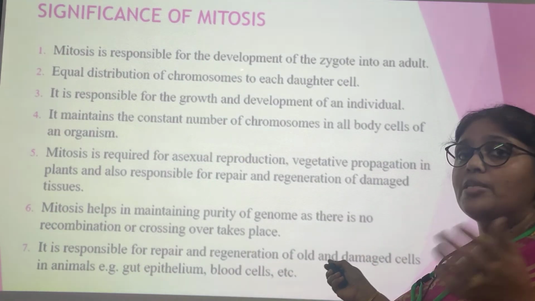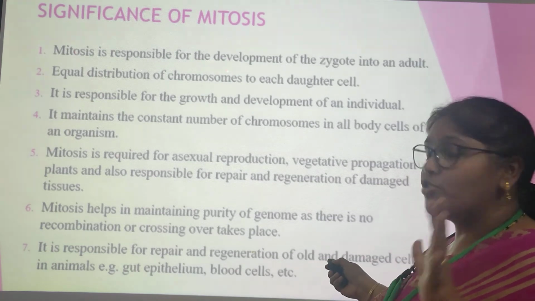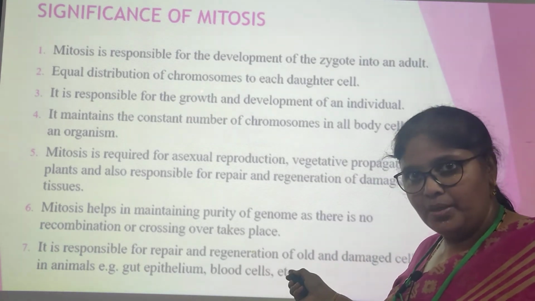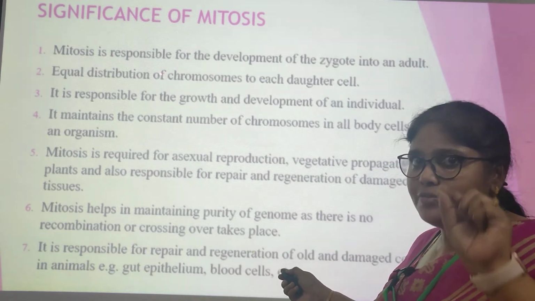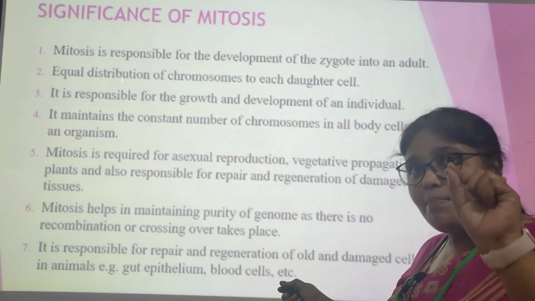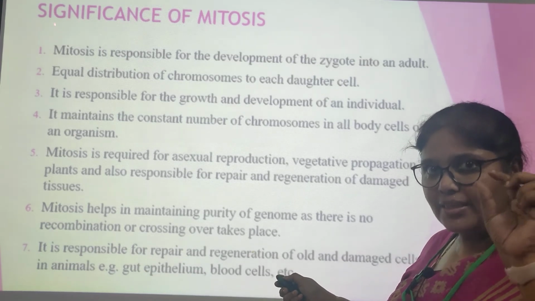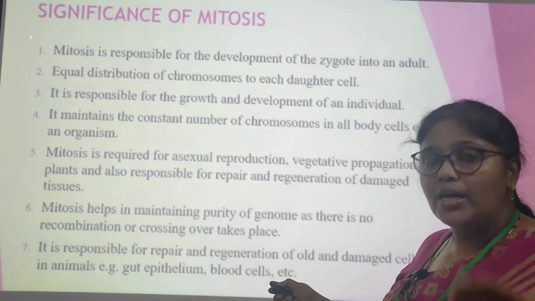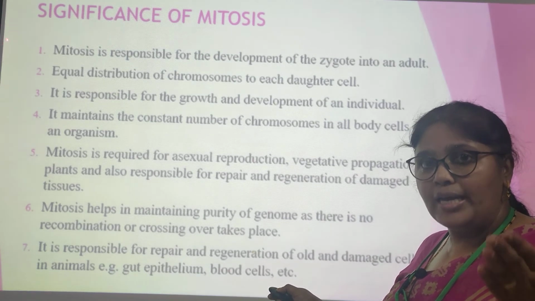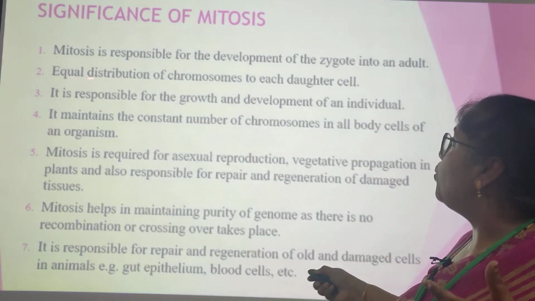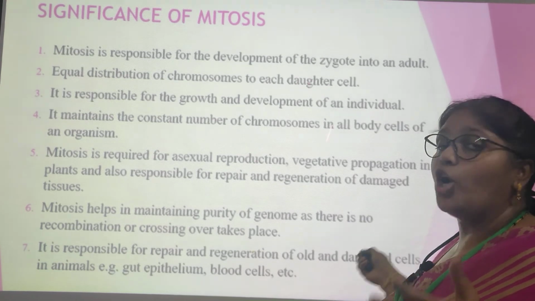So what is the significance of mitosis? Mitosis is responsible for the development of the zygote into an adult. Formation of the zygote, that is, formation of sperm and egg, will take place by meiosis. But after that, that single cell getting into an embryo, everything takes place by mitosis only. So there is equal distribution of chromosomes to each daughter cell.